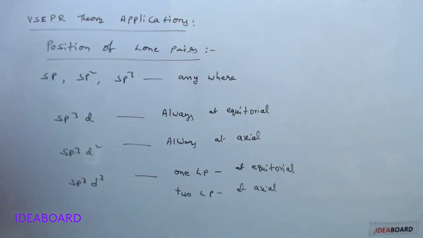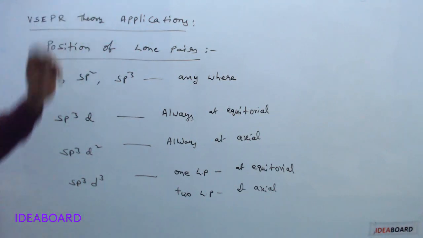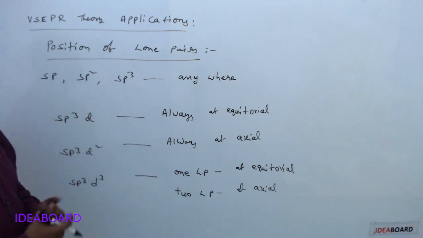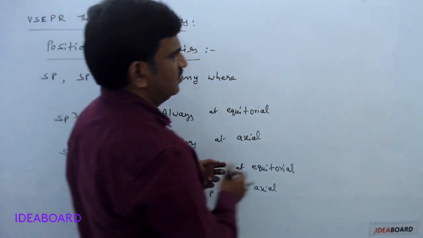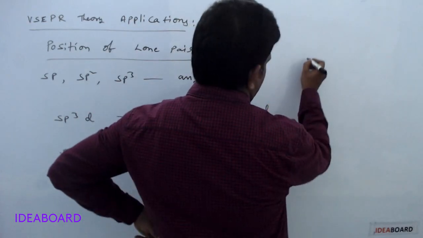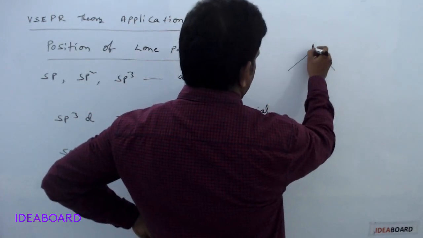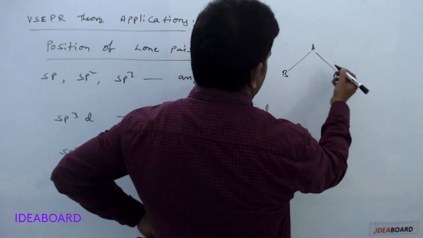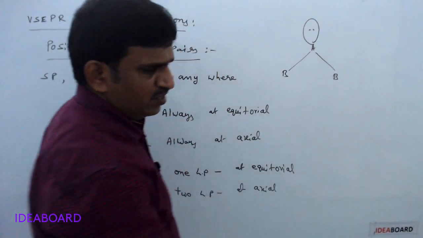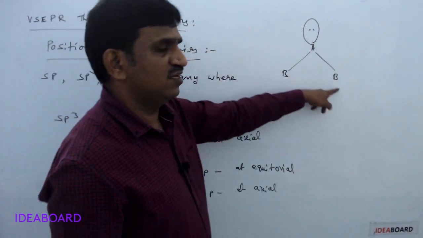The next important thing is the position of lone pairs. As per VSEPR theory, if you have a lone pair on the molecule's central atom, where will the lone pair be occupying? Suppose sp hybridization, sp2 or sp3 is present. Sp means we have a linear shape, and sp2 means it is trigonal planar. Trigonal planar means suppose this is A and this is B and this is C. So the lone pair may be at any position of the trigonal planar. Here or here or here we can write.